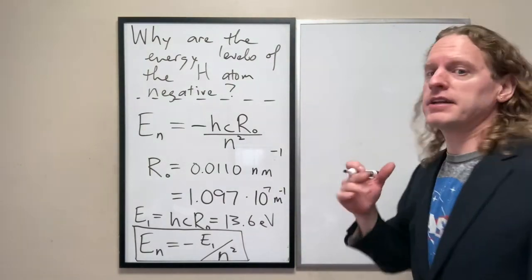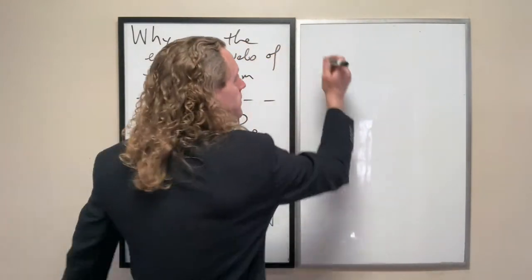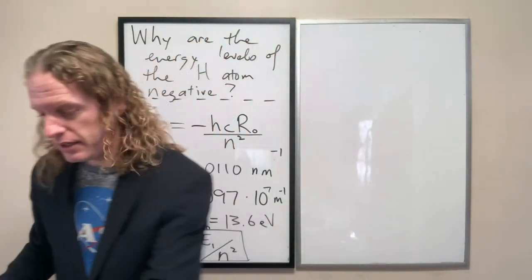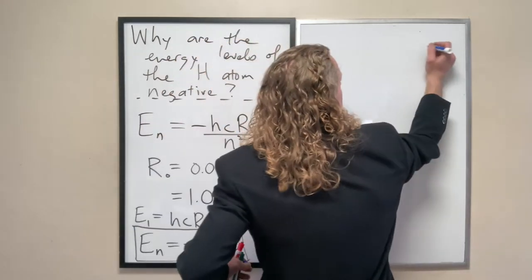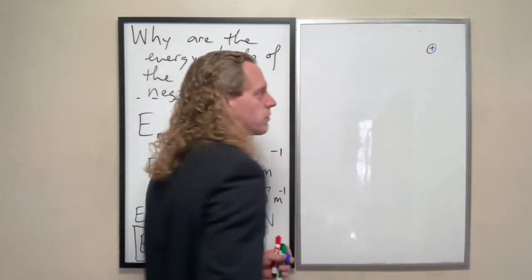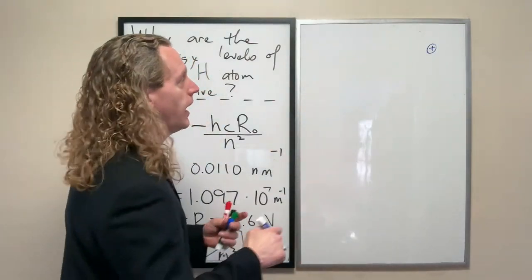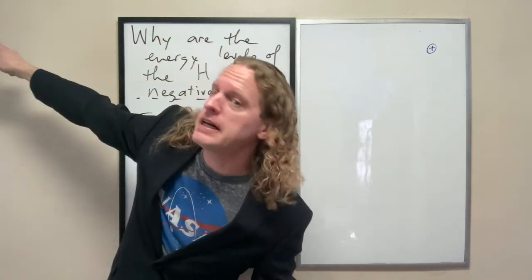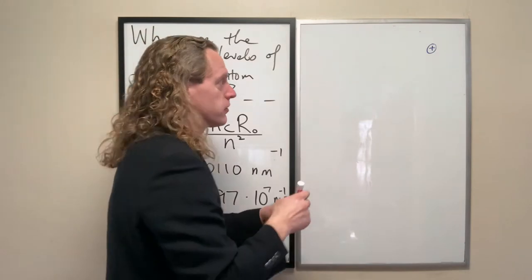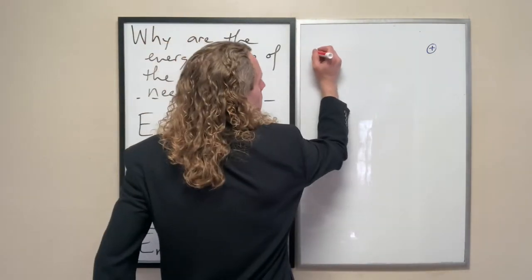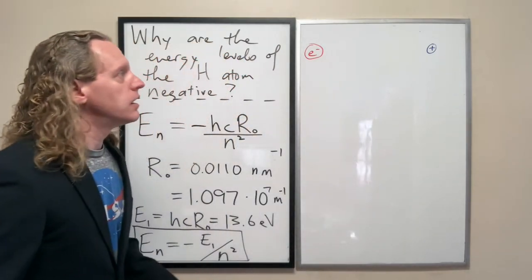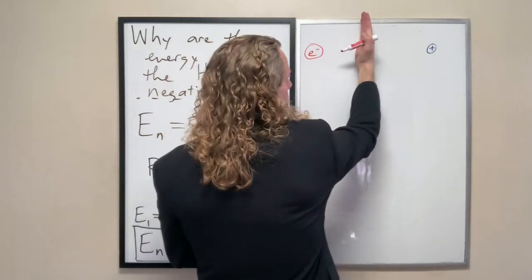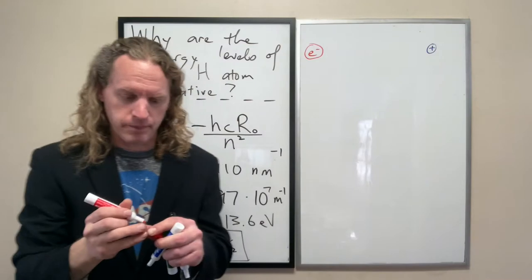But let's consider the following. Let's say that you have a proton right here sitting in my house. And somewhere off an infinite distance away in the universe, so very, very, very far away, you have some electron. And again, consider this to be infinite distance away.